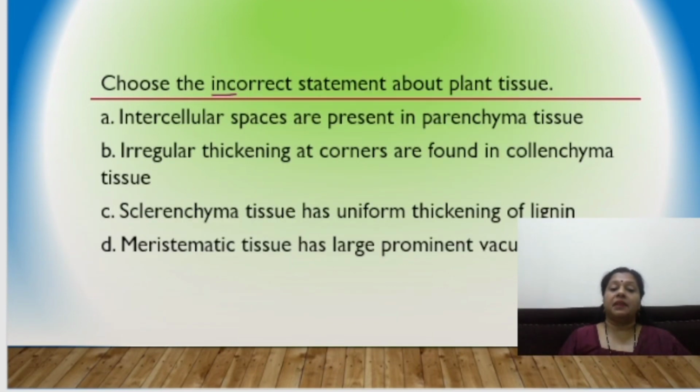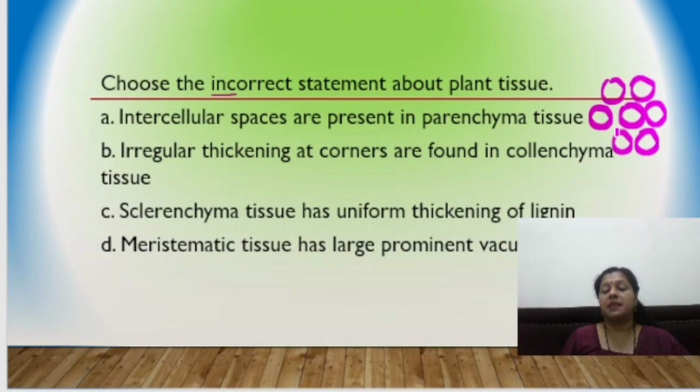Let's begin. The first question, choose the incorrect statement about the plant tissue. So here incorrect statement, be careful about such questions. Intercellular spaces are present in parenchyma tissue. So parenchyma means it's a simple tissue with space in between. The cells are arranged with some space in between. That space is called the intercellular space, means between the cell there is space. So that statement is a true statement.